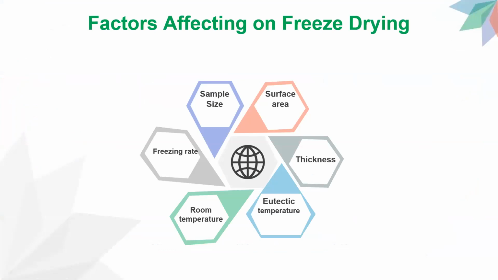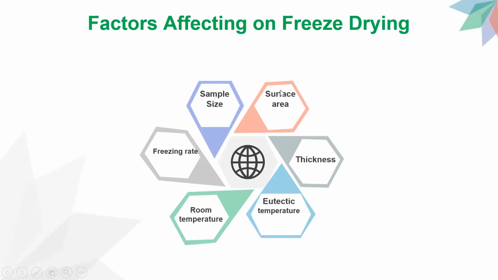What are the factors affecting freeze drying? There are many factors affecting freeze drying. Number one, sample size. The size of the flask should be 2 to 3 times more than the sample size. Why? Because of the increase in the viscosity or thickness of the sample during freeze drying. So in order to enable the removal of water from the sample, the size of the flask should be 2 to 3 times more than the sample size.